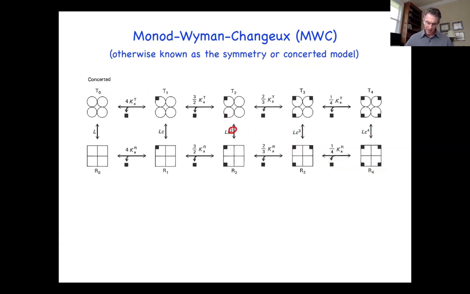Okay, that's the basic idea, descriptively, of how the MWC model of cooperativity works. There's a relatively straightforward binding polynomial isotherm that describes this binding.